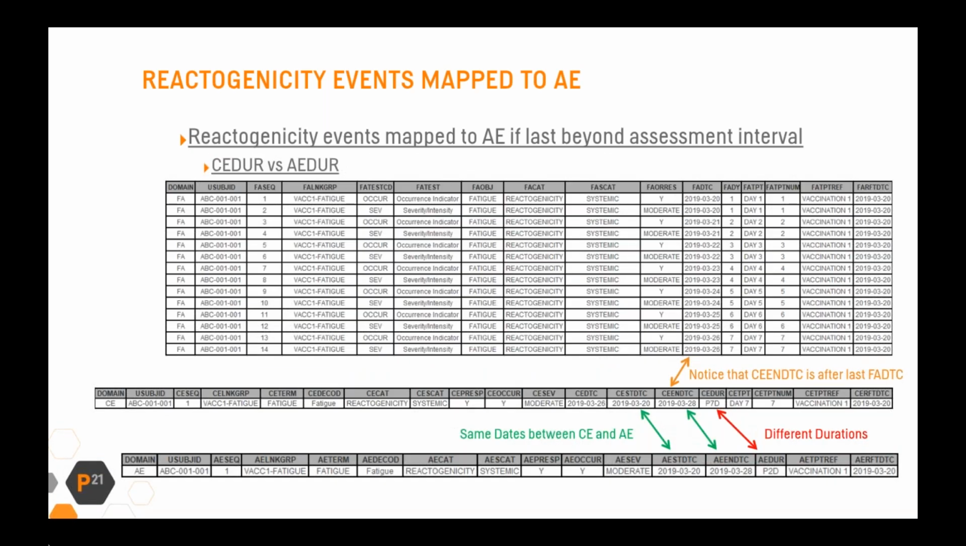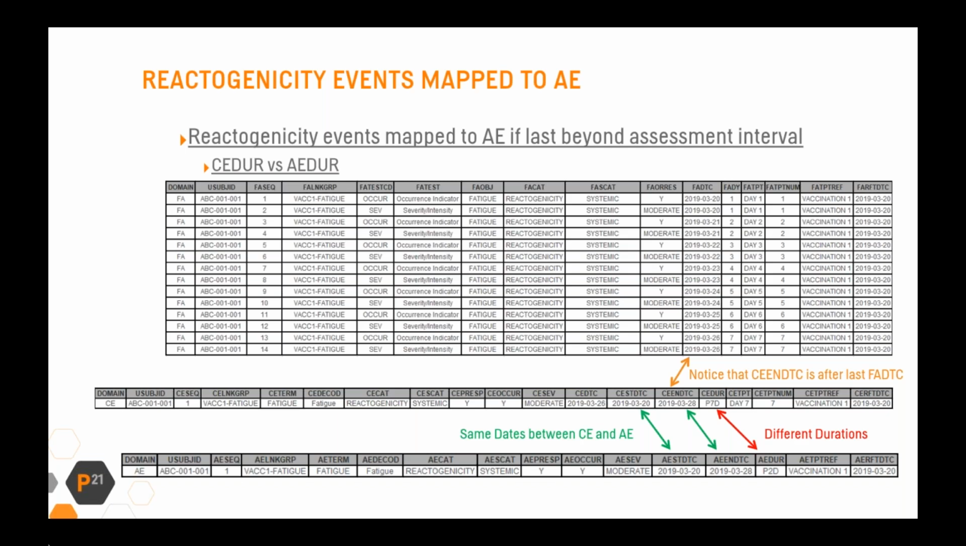And here's an example of how that would look. Here we have a 7-day assessment period for fatigue. So each day fatigue occurs, and then each day they collect another record for severity. It's moderate every single day.